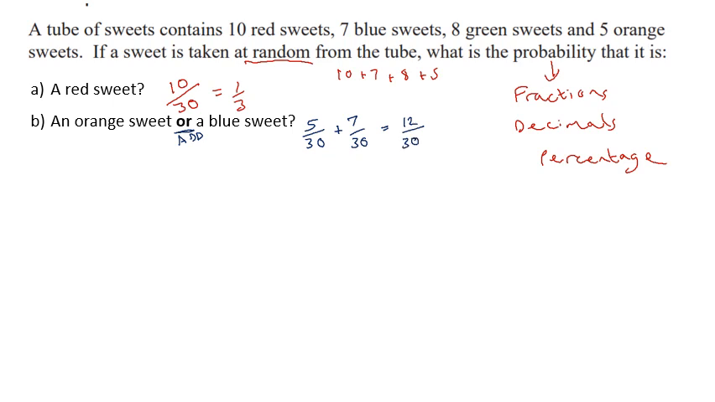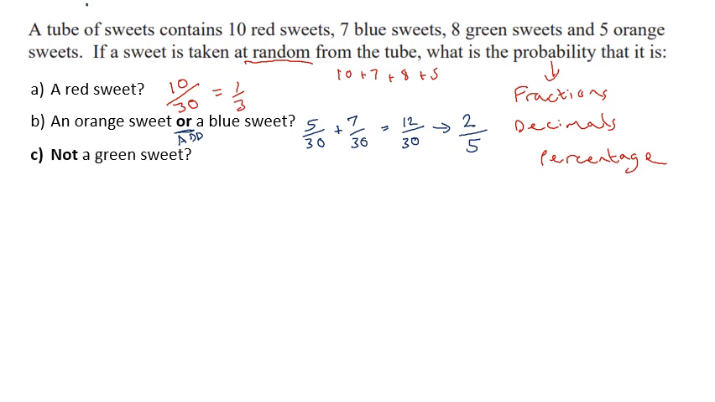Again, it's a good idea to simplify your fraction because we can. Simplifying this, 12 and 30 have as their highest common factor 6. 12 divided by 6 is 2. 30 divided by 6 is 5. So the probability is 2/5.